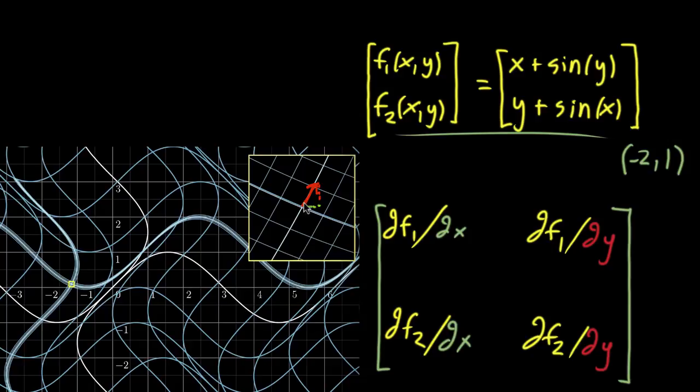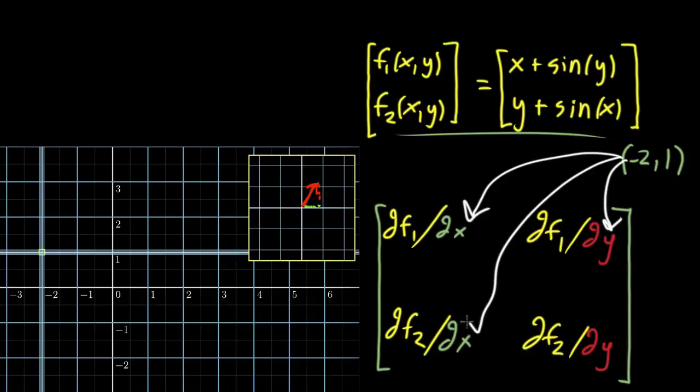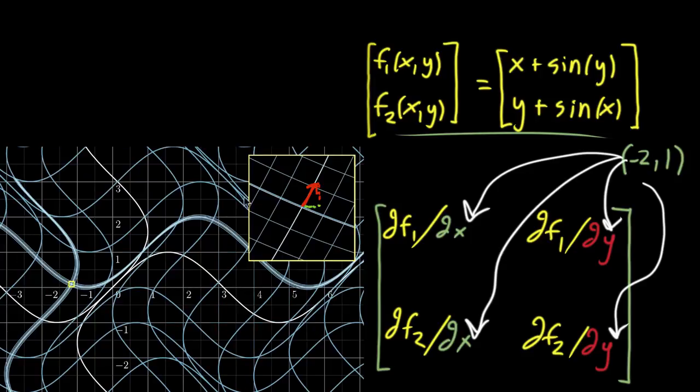And of course, all of this is very specific to the point that we started at, right? We started at the point negative 2, 1. So each of these partial derivatives is something where we're saying, take the function and evaluate it at the point 2, negative 1. And when you evaluate each one of these at the point 2, negative 1, you'll get some number. And that'll give you a very concrete 2 by 2 matrix that's going to represent the linear transformation that this guy looks like once you've zoomed in.